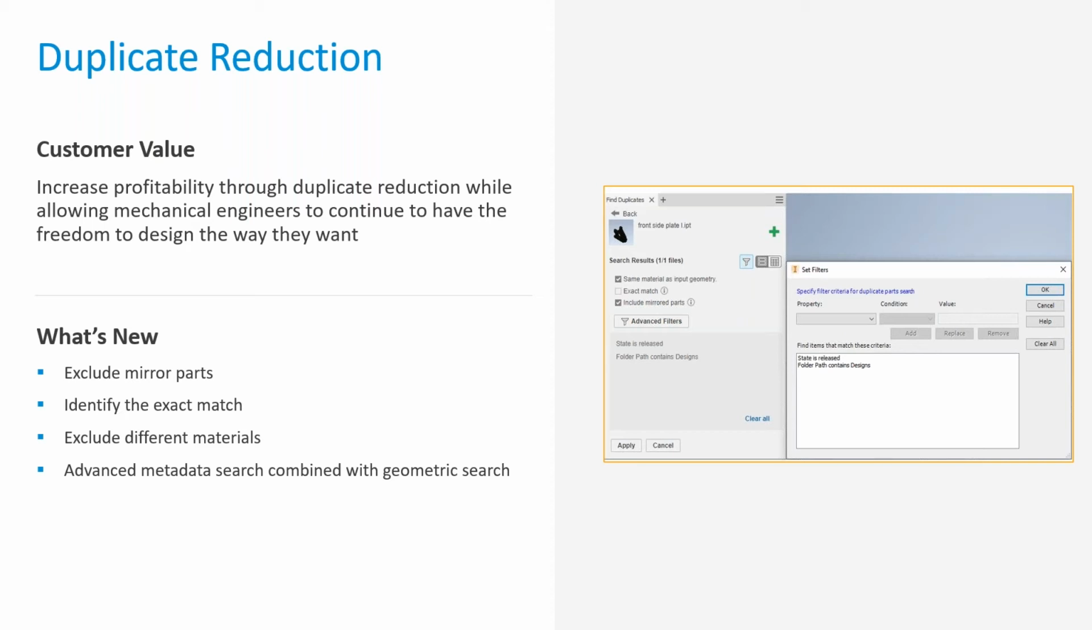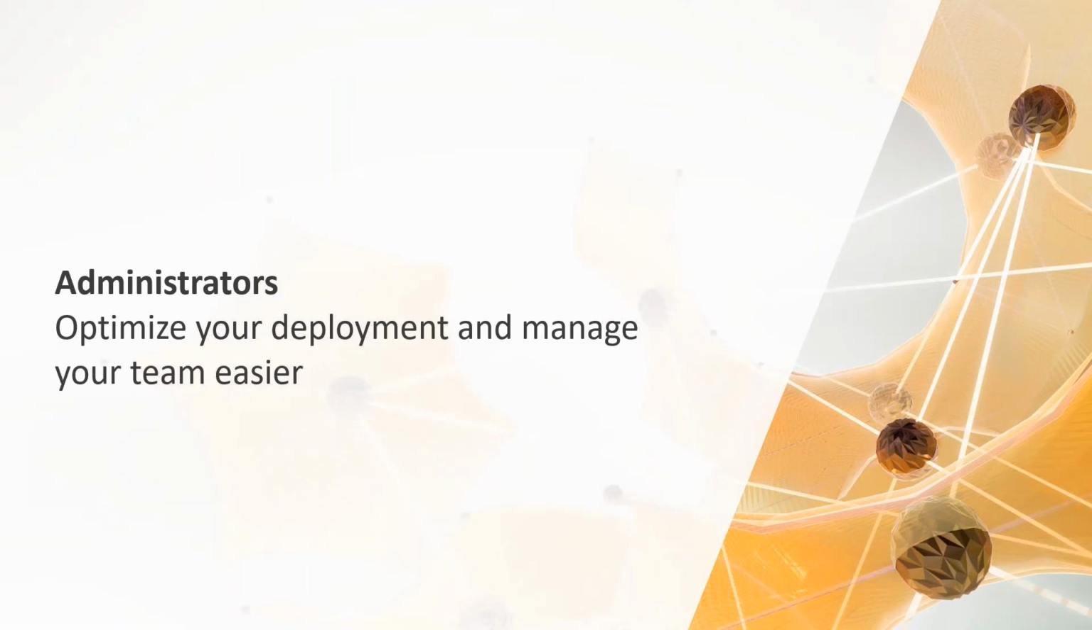And then also they've added the metadata search. So if we want to combine a geometric search with a metadata search, so maybe just certain folders, maybe certain different life cycles, we can pull in any of that criteria to be able to narrow down the search a little bit. All right, let's take a look at the administrator side of it.